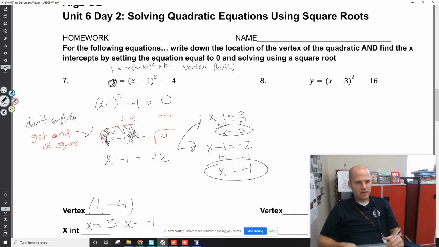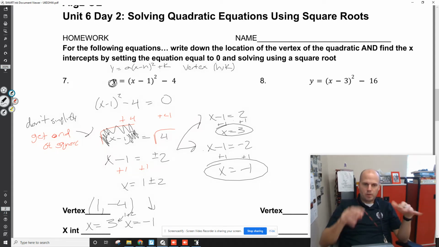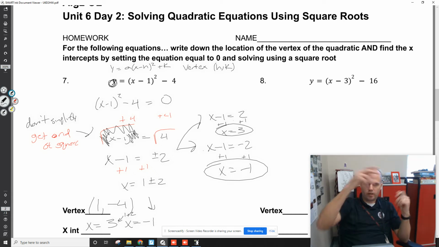Here's what I'm going to tell my students: don't add the 1 to the 2, because it's two different 2's. It's a positive 2 and a negative 2. Add the 1 in front of the 2, and then realize you have 1 plus or minus 2. 1 plus 2, 3. 1 minus 2, negative 1. So I'm going to write 1 plus or minus 2, then do the work, and write the x-intercepts. Okay?